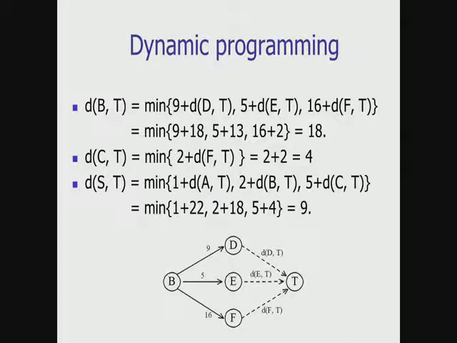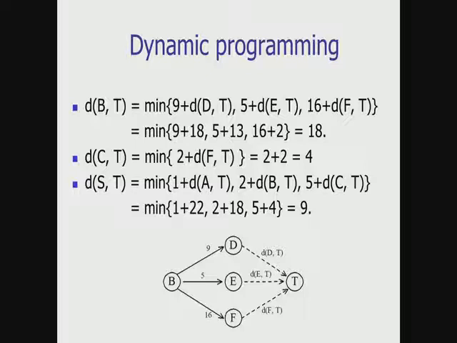We can similarly now formulate the distance from B to T, the distance from C to T, and the distance from S to T can then be used to calculate. So the distance from B to T is again 9 plus the distance from D to T. The distance from B to T is given by the minimum of the three distances via D, via E, and via F respectively. Similarly, for the distance from C to T, there is just a single path that goes through F, and this is given as 2 plus the distance from F to T.